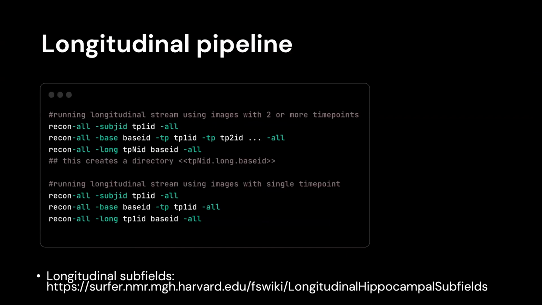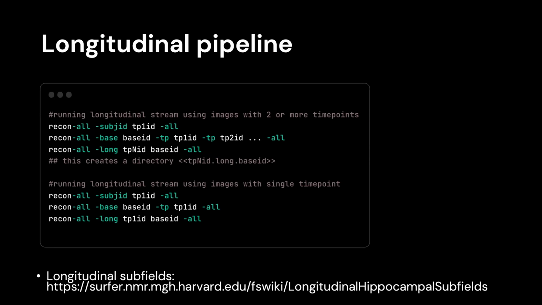The longitudinal pipeline is, again, really powerful and really robust. Actually, there are some studies showing that you can run a cross-sectional analysis using the longitudinal pipeline, and the outputs are a little bit more reliable and accurate. So in case you're familiar with FreeSurfer and you want to do longitudinal analysis, please check the longitudinal pipeline documentation and make sure that you select the appropriate commands.